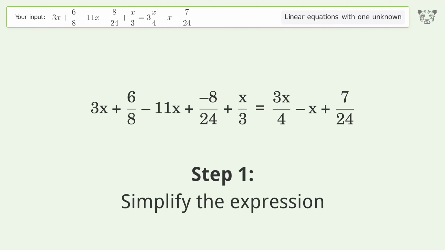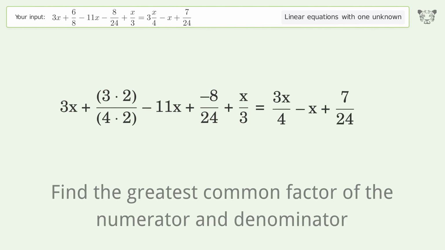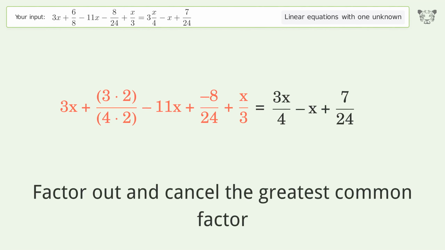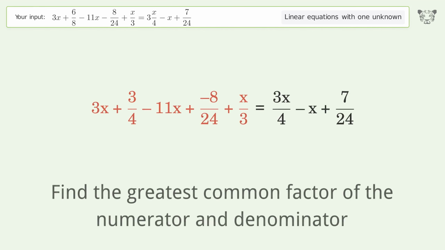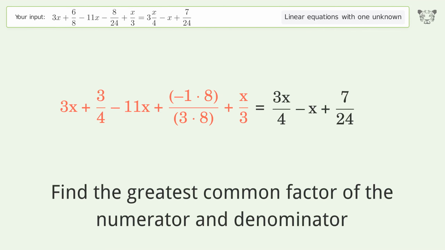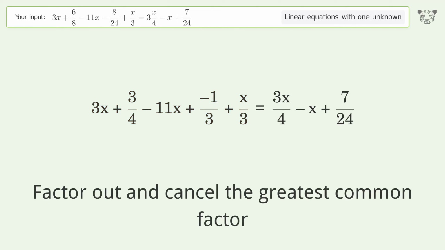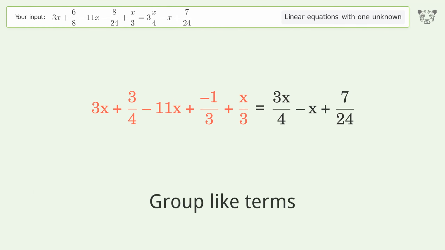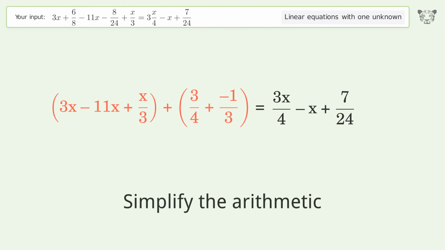Simplify the expression. Find the greatest common factor of the numerator and denominator. Factor out and cancel the greatest common factor. Find the greatest common factor of the numerator and denominator. Factor out and cancel the greatest common factor. Group like terms. Simplify the arithmetic.